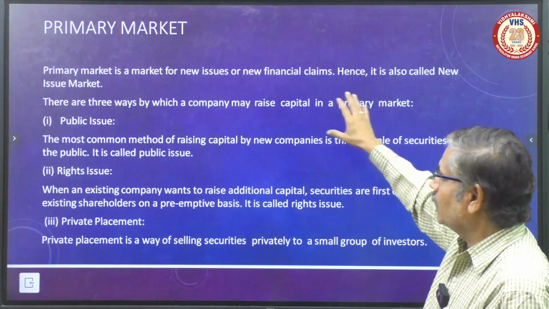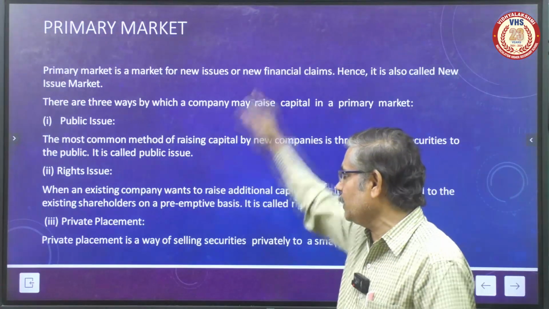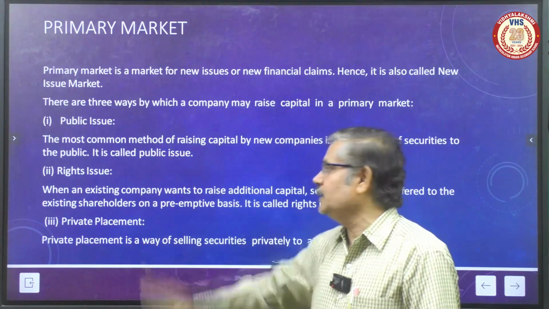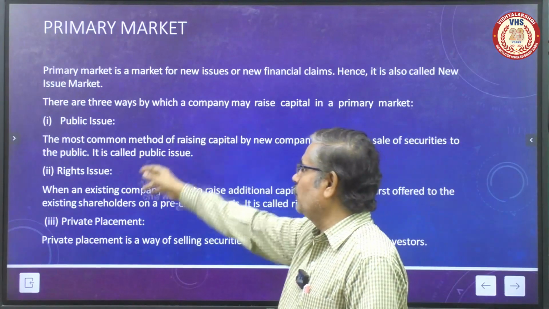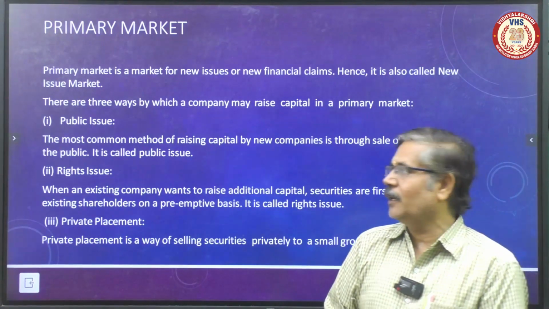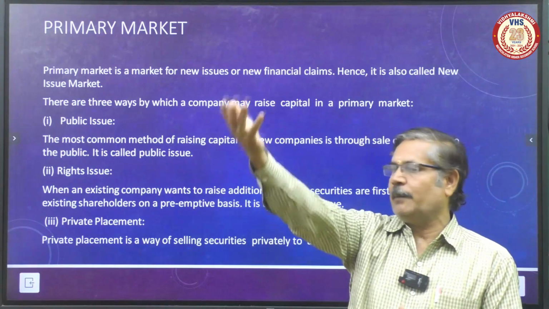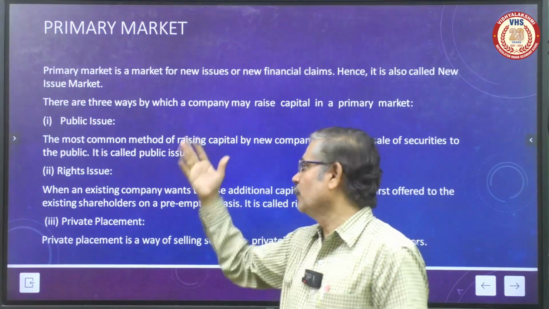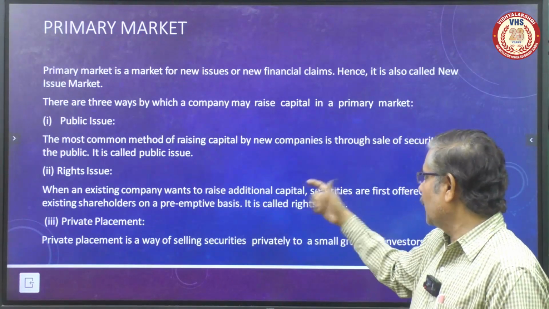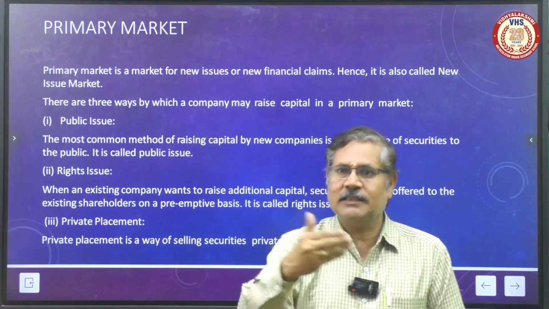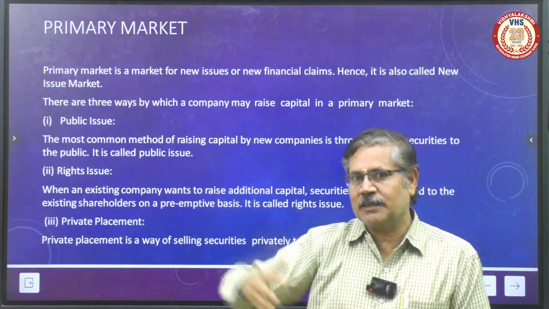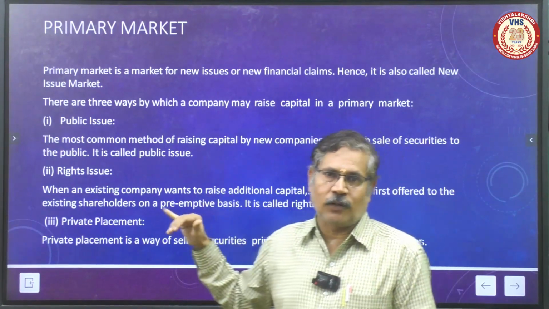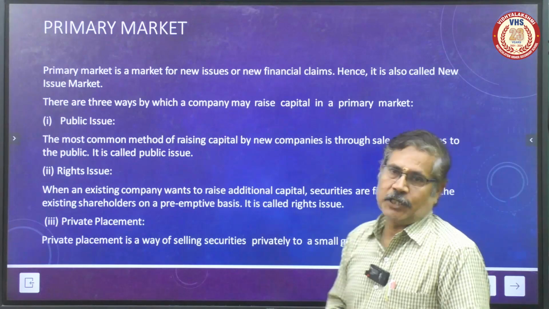Next, the primary market has other points also. In the primary market, there are three types of categories: one is public issue, second is right issue, third is private placement. What is meant by public issue? Commonly nowadays in India, we follow this method to raise capital. When a new company issues to the public, it is called a public issue. And right issue: the nationalized sector or existing shareholders need to expand the business, so they collect money from the shareholders. That is what is meant by right issue.